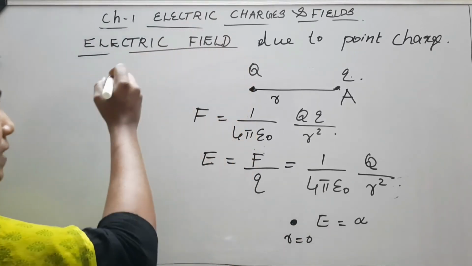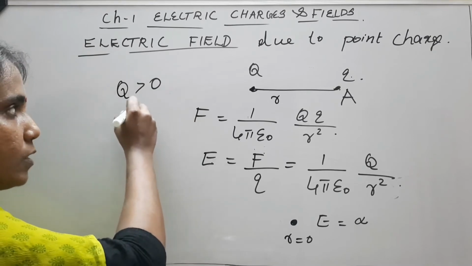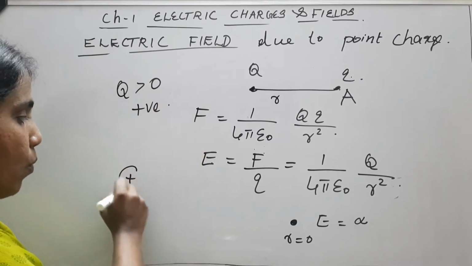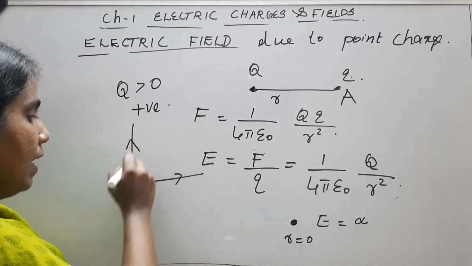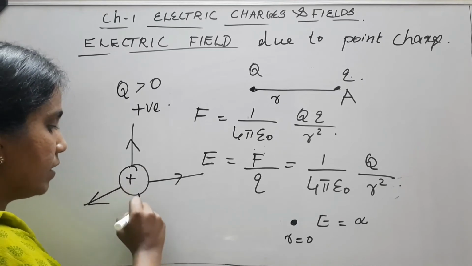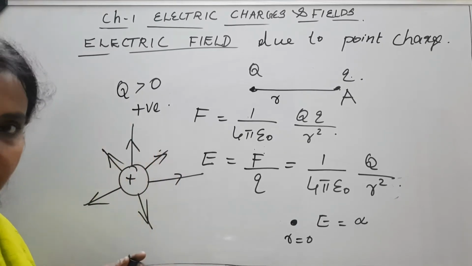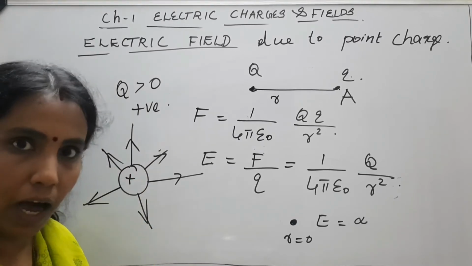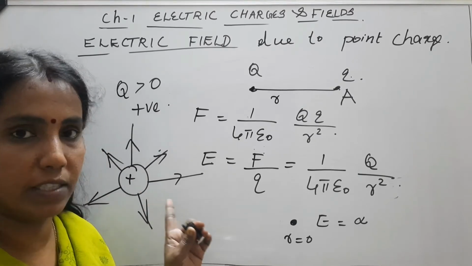If Q is greater than 0, what do you mean by Q greater than 0? Q is positive. In the case of a positive charge, electric field is directed radially outwards. So this is how the electric field is directed: radially outward in the case of a positive point charge.